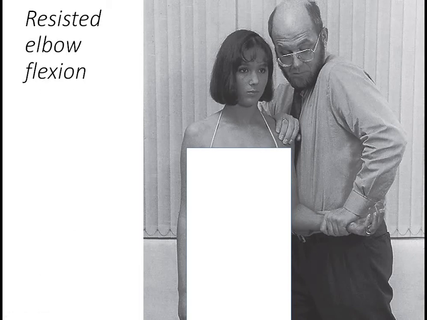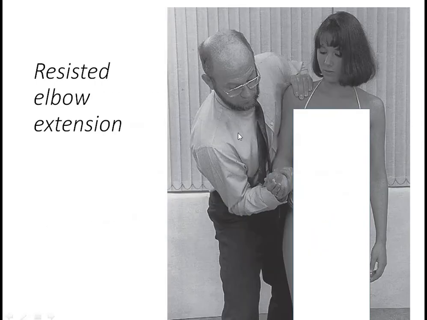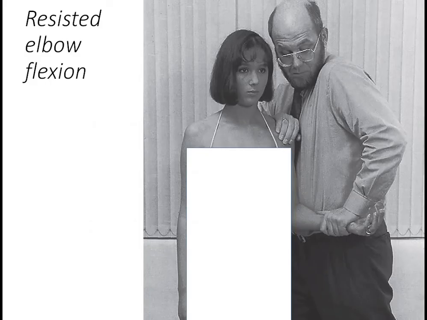The difference between this maneuver and the previous is the stabilizing hand. In the previous, while we were checking the resisted medial rotation and internal rotation, the therapist's hand was on the contralateral shoulder. But during the resisted elbow flexion as well as the resisted elbow extension, the therapist stabilizing hand would be on the ipsilateral shoulder.